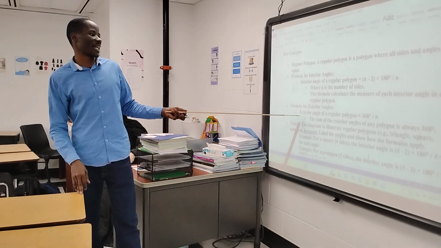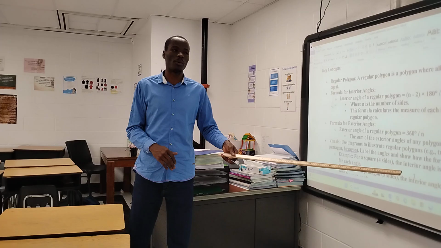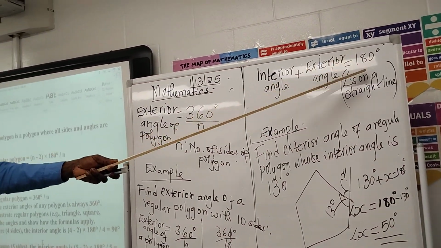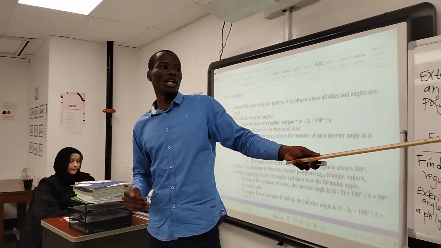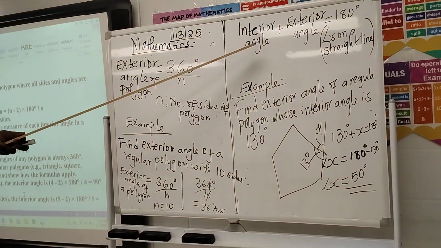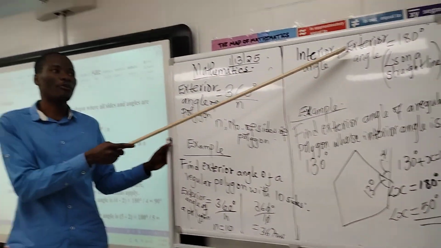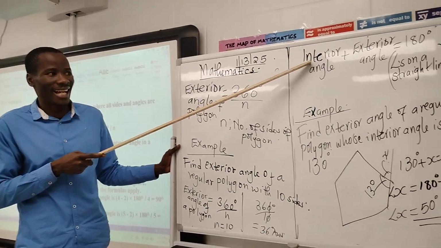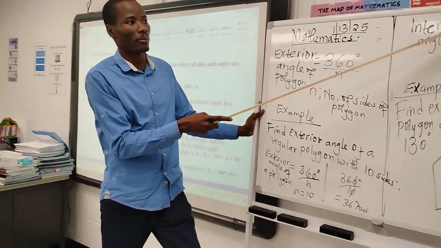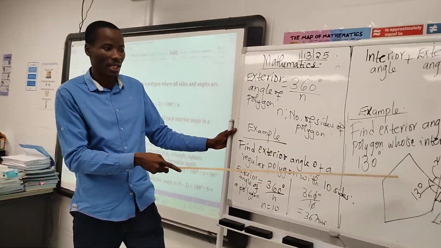So, exterior angle of a regular polygon, 360 out of n. The second formula was here. Interior angle plus exterior angle is equal to 180 degrees. Therefore, if you have the exterior angle and you don't have the interior angle, you simply say 180 degrees, subtract from it the angle that you have, and you find the missing angle. If you have the interior angle and you are missing the exterior angle, you will simply say 180 degrees, subtract from it the interior angle, and you find the exterior angle. And I showed you that by doing an example.